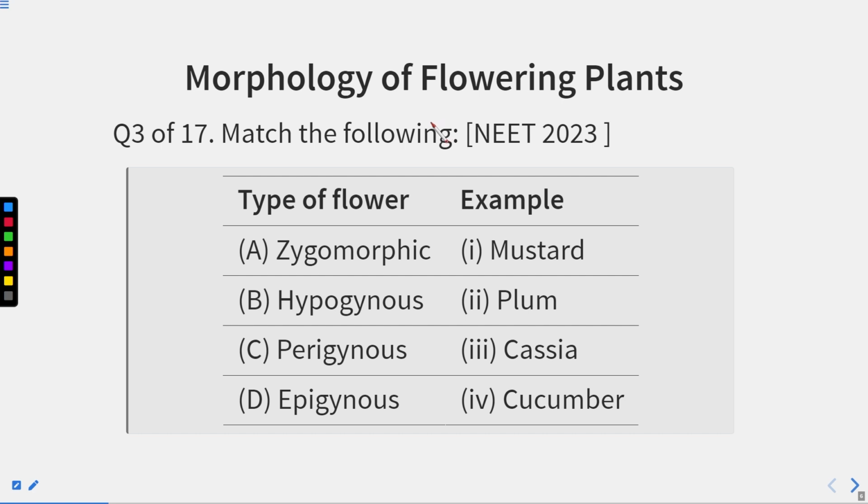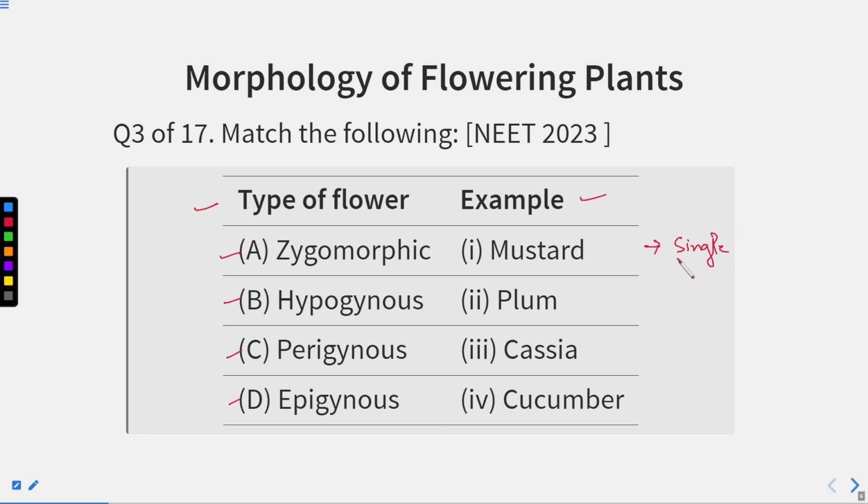Now let's talk about question 3. Here we have to match the following. So this is a different kind of question. Here the type of flower is given, and an example is given of each type. First they are saying zygomorphic, then the type of flower hypogynous, then we have perigynous and epigynous. What is a zygomorphic flower? Zygomorphic is a flower which can be divided into just two halves only.